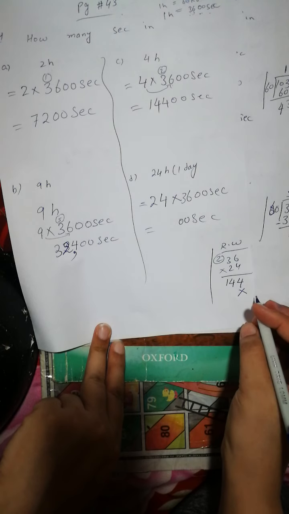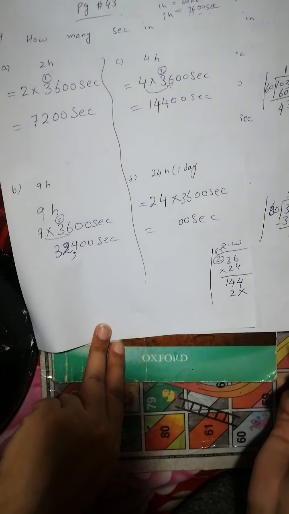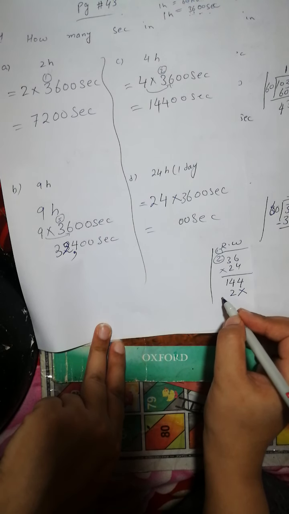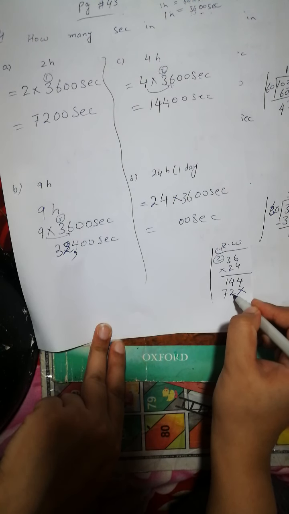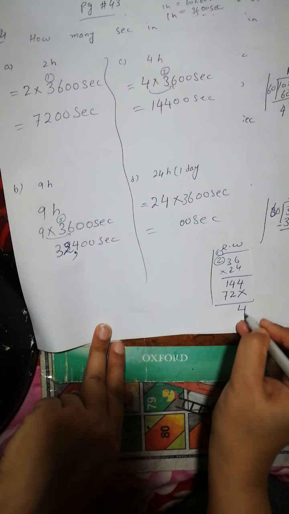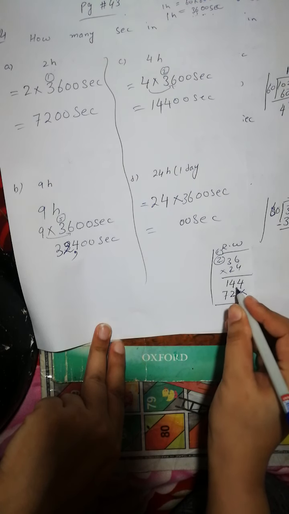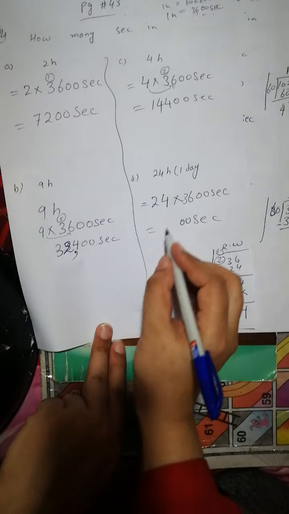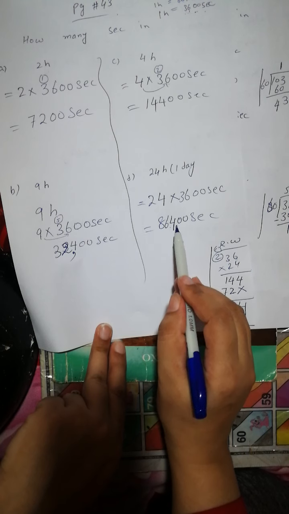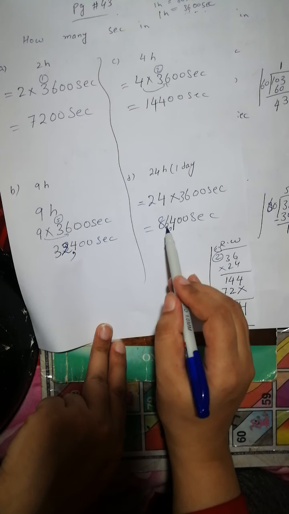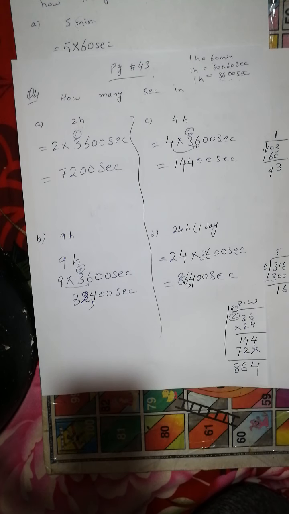2 6 the 12, 2 1 go carry, 2 3 the 6 plus 1, 2 3 the 6, 2, 4 6 plus 2, 4 plus 2 6, 1 plus 7 8. So 8, 6, 4. These are the seconds. 86,400 seconds you are having in 1 day. Question number 4. Okay, that's it.